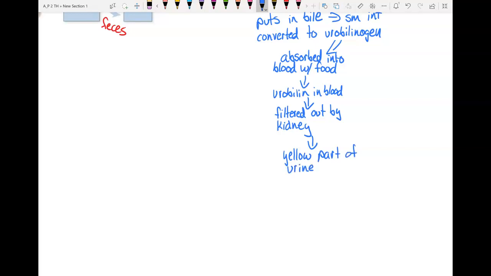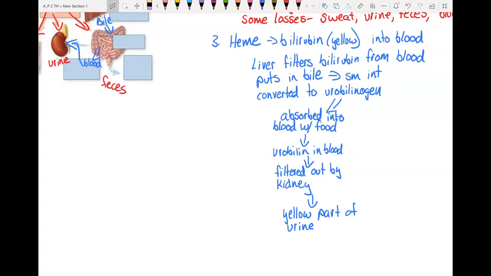So the color of urine being yellow, it's not about what you eat or what you drink, it's from your dead red blood cells.